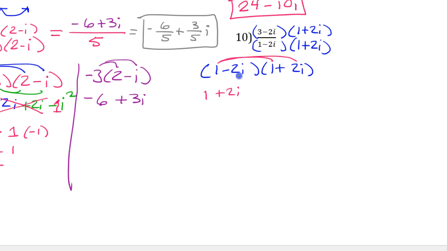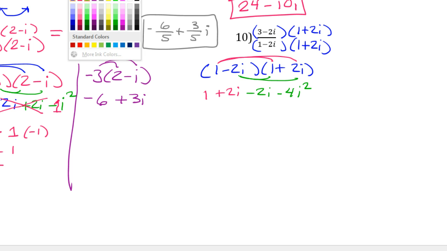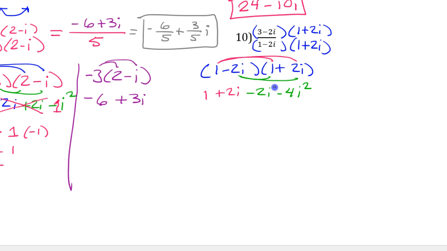Now I will distribute the negative 2i. Negative 2i times 1 is negative 2i. Negative 2i times positive 2i is negative 4i squared. Now these middle terms cancel each other out, so I'm going to bring down the 1. i squared is negative 1. Negative 1 times negative 4 is positive 4. So again, I'm going to have 5 in the denominator.